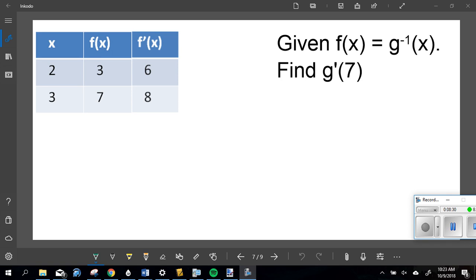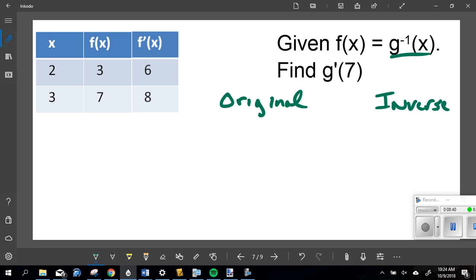Okay, so as I look at this problem, I'm taking the derivative, and I've got an inverse. So the way I'm going to set it up is I'm going to have an original ordered pair. I'm going to have an inverse ordered pair. Which function is going to be my original function here? F, because that's the information I've got. The inverse is going to be G.